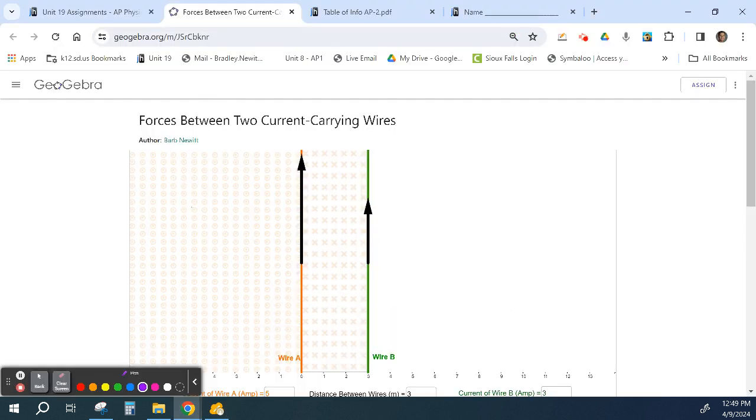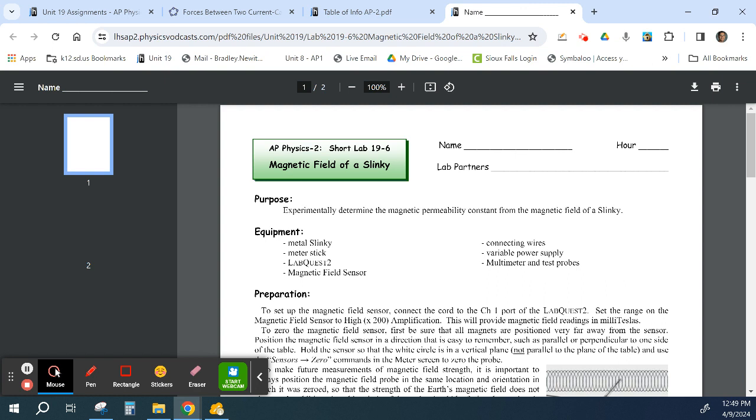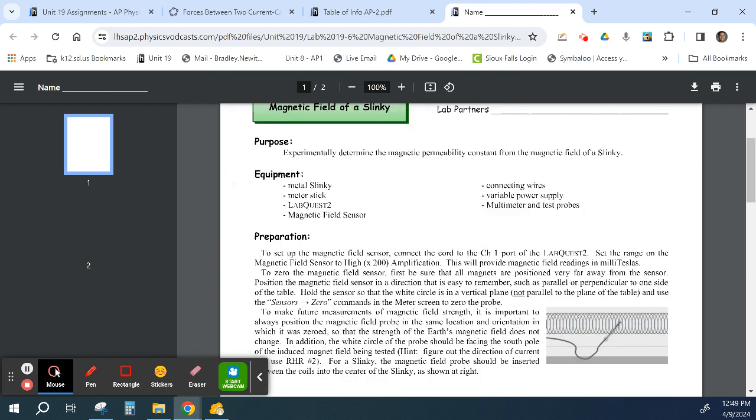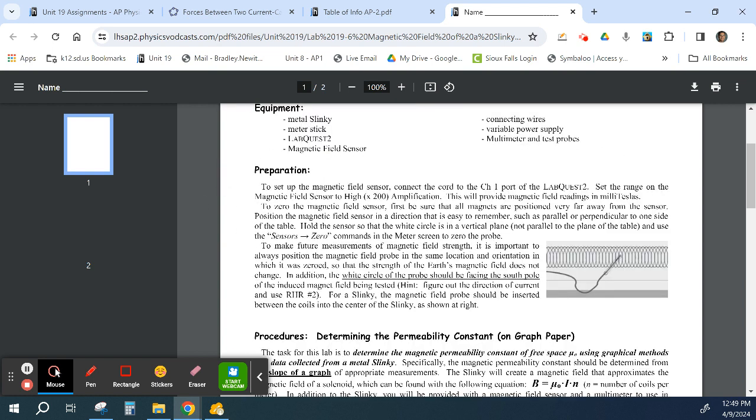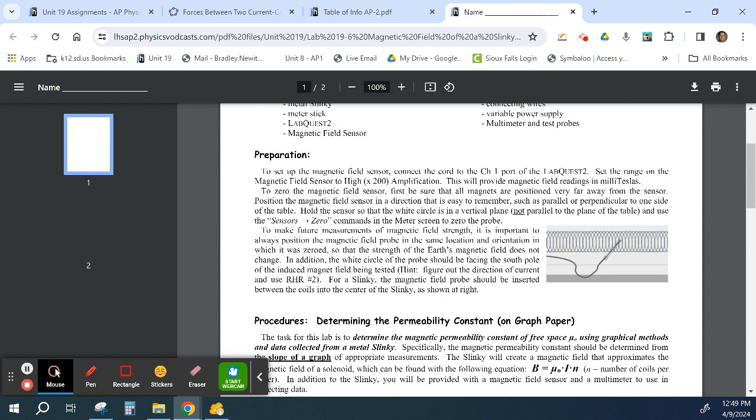So let me show you what you're going to do here on this lab for 19.6. And again, you can use the graph paper there because you are going to do a graph with this. So that's why I gave that to you today. Okay. But basically what you're going to be doing is you're going to be creating your own solenoid or coil using the Slinky.